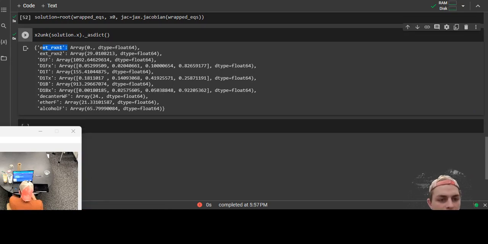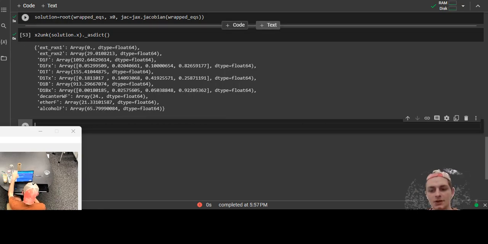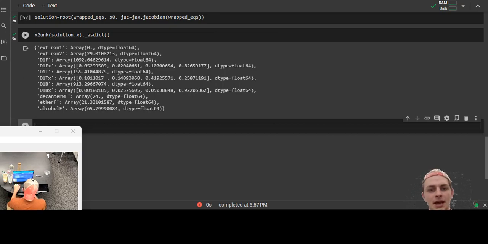So you can see we've solved the two extents of the reactions here. Here we have the flow rate, the molar ratio, the top, its molar fraction, the bottom, its molar fraction, the decanter water flow rate, the ether flow rate, and the alcohol flow rate. And therefore we have solved every portion of this system, and that is as much material and energy balance as possible. So there we go.